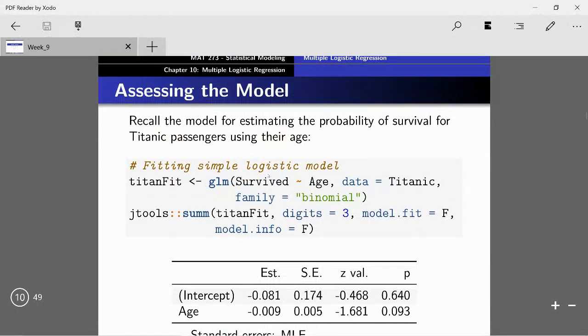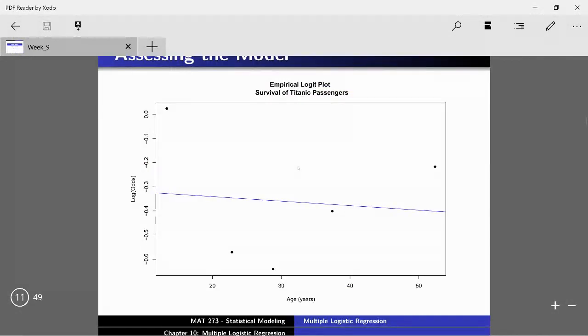If we recall this data set on survival of passengers of the Titanic, we considered modeling whether or not a passenger survived, which is our binary response, 1 for they survived, 0 for they died, using their age in years. Looking at whether this linearity assumption is met, we plot the empirical logit plot here, and we see this U shape. This is certainly concave up.